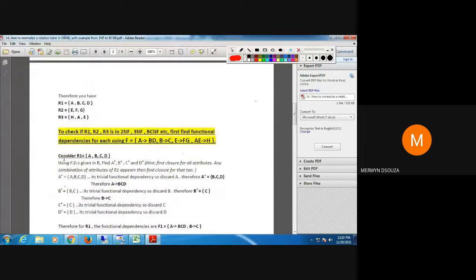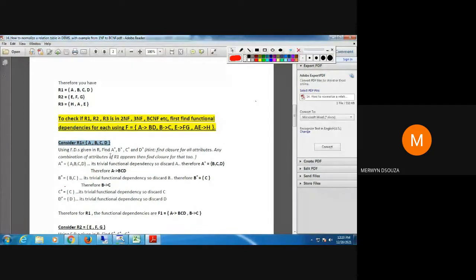Let's first find the functional dependencies for R1. In the simple way to find the functional dependencies, take all the attributes given in R1. Take A and find the A closure. Similarly, take B and find the B closure, then take C and D and find the C closure and D closure.